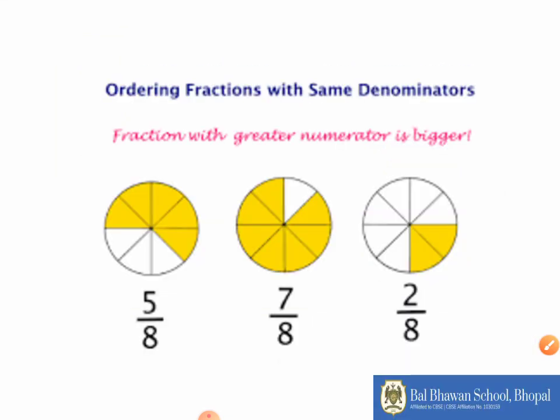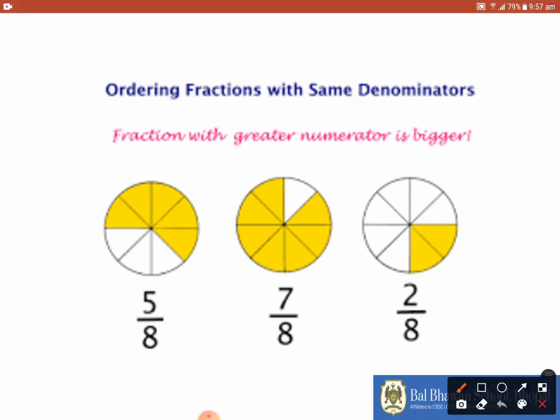Now let us discuss ordering fractions. Ordering means arranging them in order. Arranging order can be done in ascending order or in descending order, but the rule of arrangement will be similar to the rule of comparison. It means the fraction with greater numerator is a bigger fraction. So we have been given example of 5 by 8, 7 by 8 and 2 by 8. Just by looking at the picture, we can easily identify that 7 upon 8 is the biggest fraction here. Then we have 5 upon 8, and finally we have 2 upon 8, which is the smallest fraction.